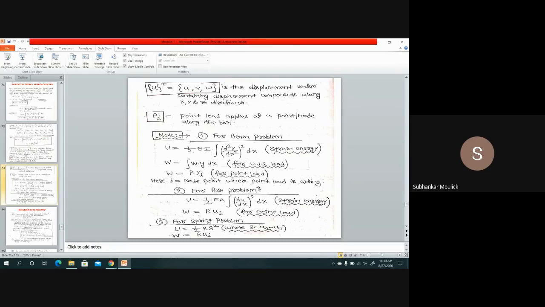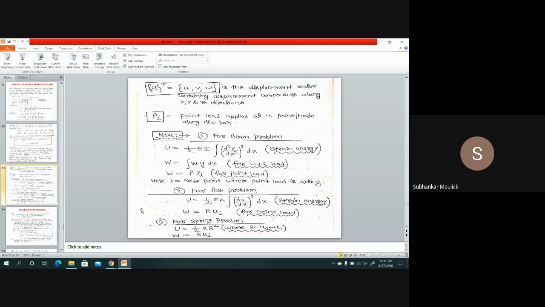i represents the nodal point where the point load is acting, and for a bar problem, this is the expression for strain energy, and for a point load, W is equal to P into U of i. For a spring problem, that same strain energy becomes half into K into delta square. What is delta? Delta is the deflection between the two nodal points.